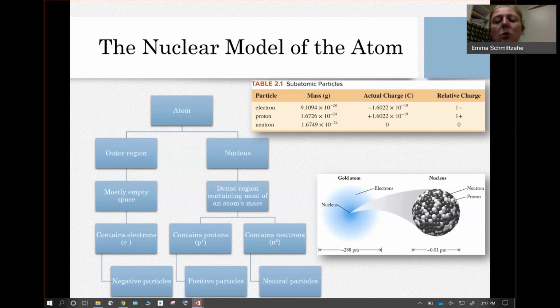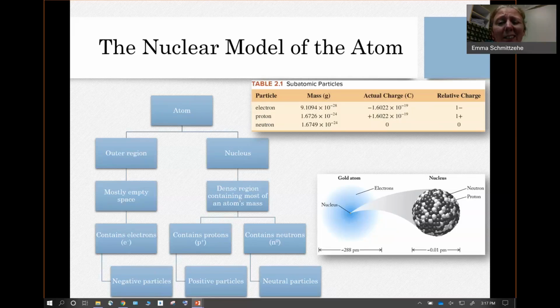Now, this table also gives an actual charge in coulombs for these particles. That's not something we would usually use on a general level, but the information is there. Those charges are quantified, and you can do calculations with them. We're not going to look at that right now or even later.